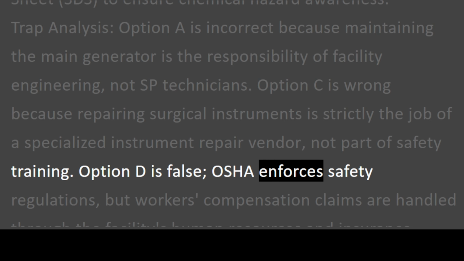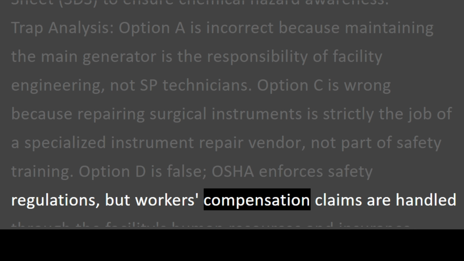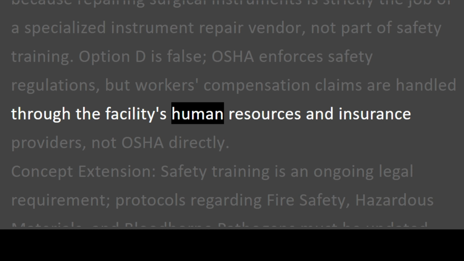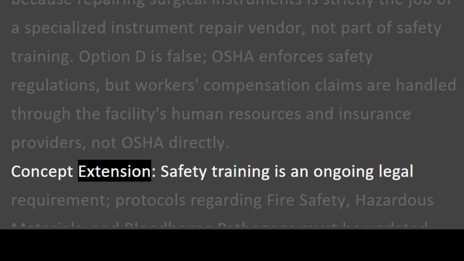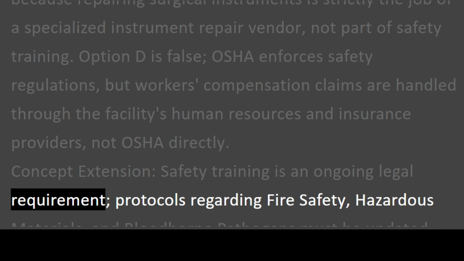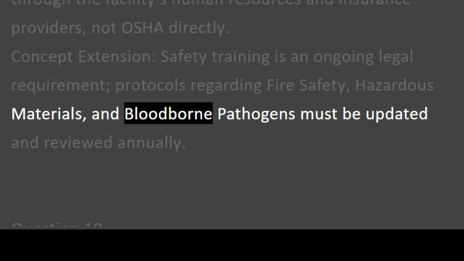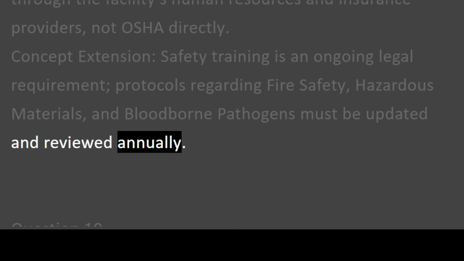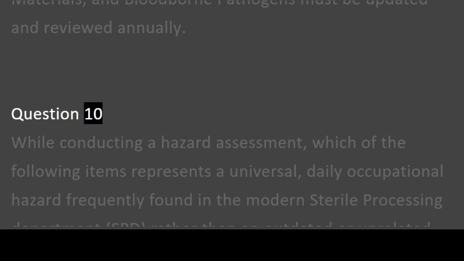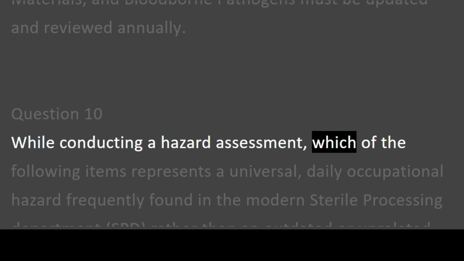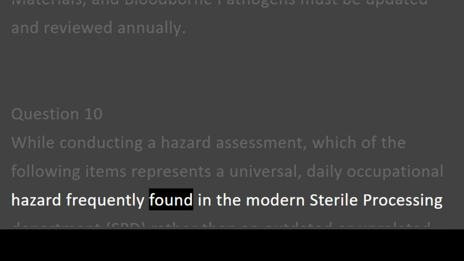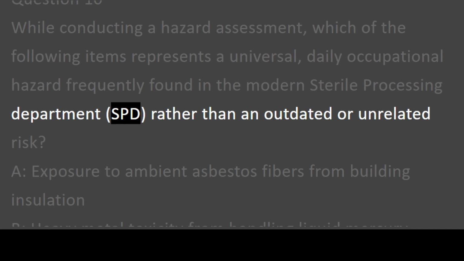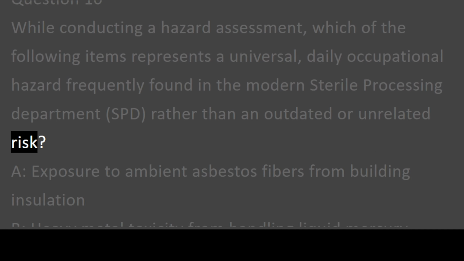OSHA enforces safety regulations, but workers' compensation claims are handled through the facility's human resources and insurance providers, not OSHA directly. Concept extension. Safety training is an ongoing legal requirement. Protocols regarding fire safety, hazardous materials, and bloodborne pathogens must be updated and reviewed annually. Question 10. While conducting a hazard assessment, which of the following items represents a universal, daily occupational hazard frequently found in the modern sterile processing department, SPD, rather than an outdated or unrelated risk?